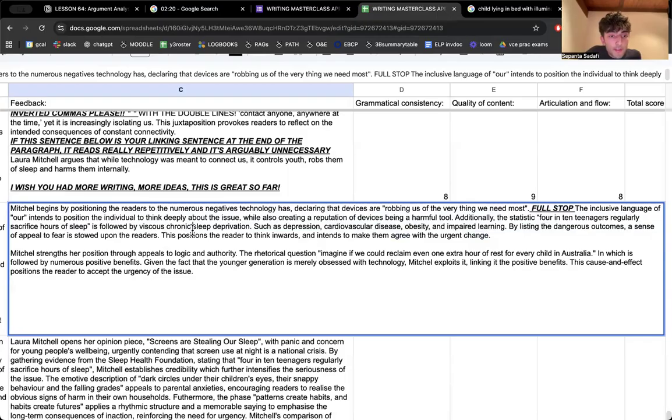Mitchell strengthens her position through appeals to logic and authority. The rhetorical question, imagine if we could reclaim even 1 extra hour of rest for every child in Australia. Numerous positive benefits. Younger generation is merely obsessed with tech. Mutual exploits it. Positive benefits, cause and effect.